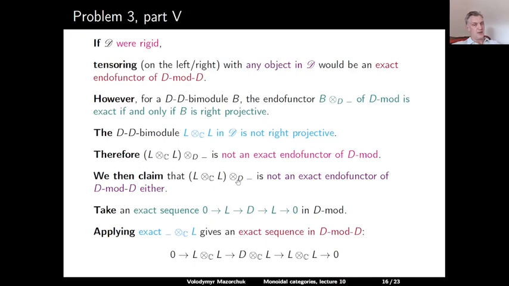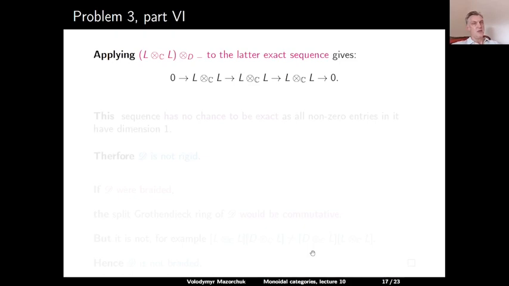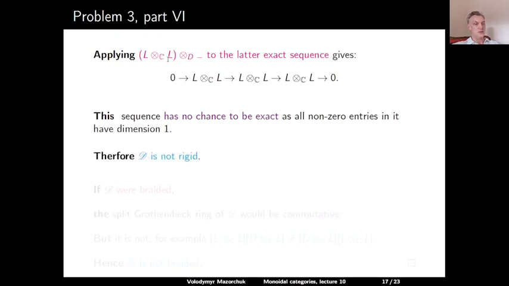If we now apply our tensoring with L tensor L on the left to this sequence, we will get a sequence where the first component is L tensor L, the second is L tensor L, and the third is L tensor L. It doesn't matter what the maps in this sequence are, it has no chance to be exact, because all three non-zero components here are one-dimensional. It is not possible that the sequence is exact. Therefore, tensoring with L tensor L is not an exact endofunctor of the category of bimodules, which means that Carly D cannot be a rigid category.